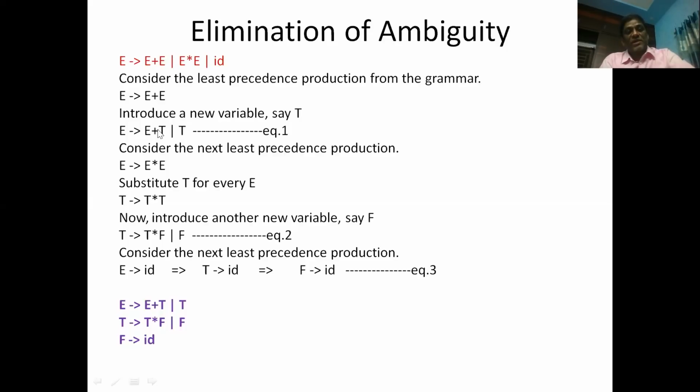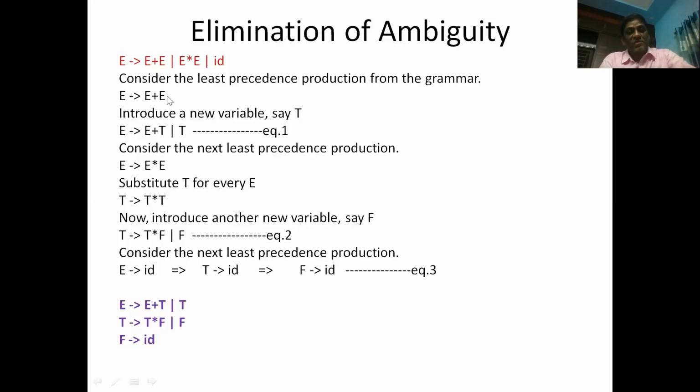This is the way. E implies E plus T or T, because this E is replaced by T. That means E also represents T. Okay. So E implies E plus T or T. And then onwards, every other production after this should be replaced with T only. That means E star E now becomes T star T. T implies T star T. Okay. And again the same process.